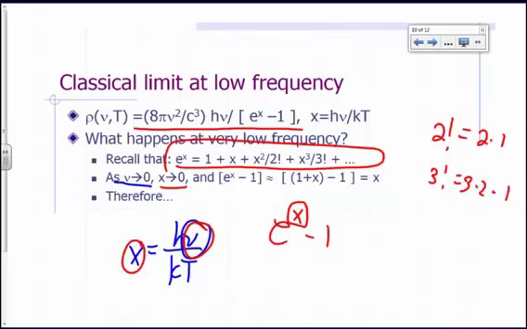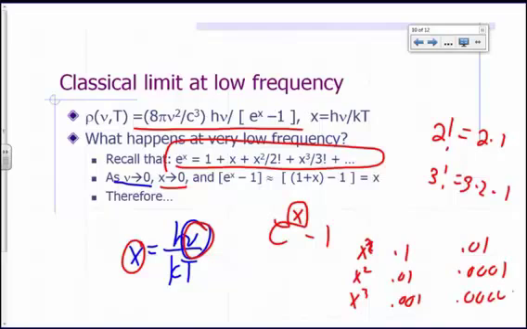If x is 0.1, what would x squared be? 0.01. x cubed would be 0.001, right? But if x was like 0.01, what happens to x squared? 0.0001, and x cubed would be 0.000001. So these higher order terms tend to drop out, tend to become negligible as x becomes very small. So you can say that e to the x approaches 1 plus x at very low values of x.